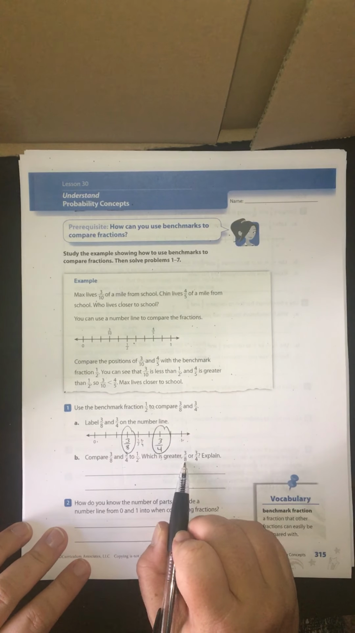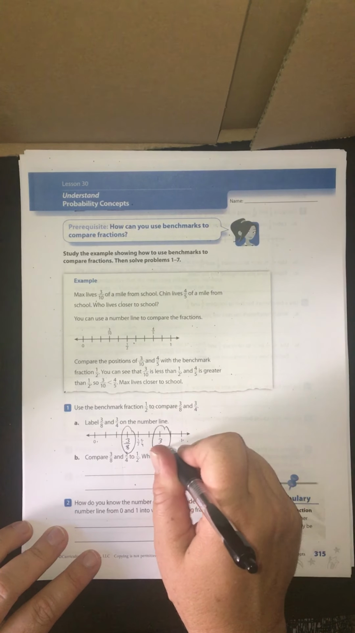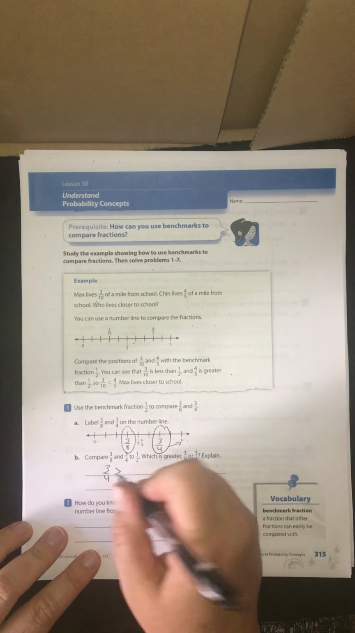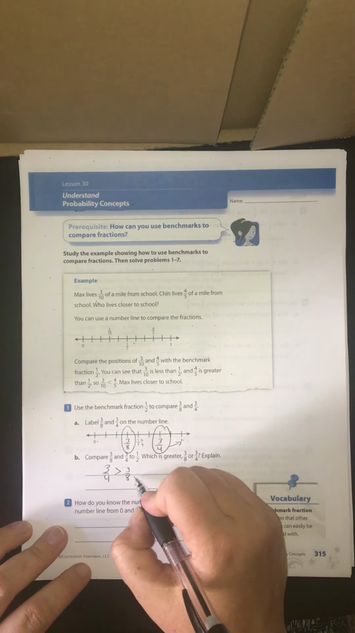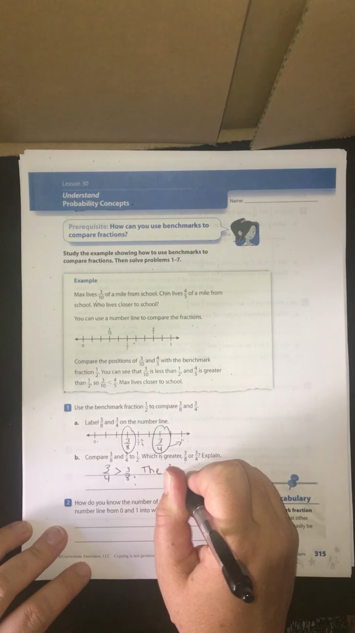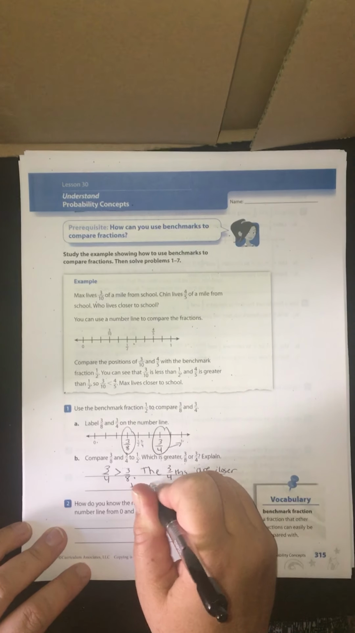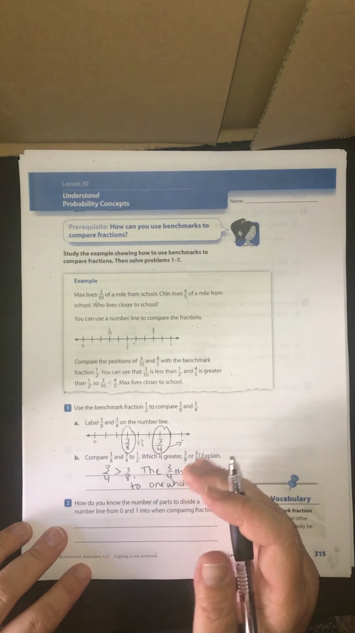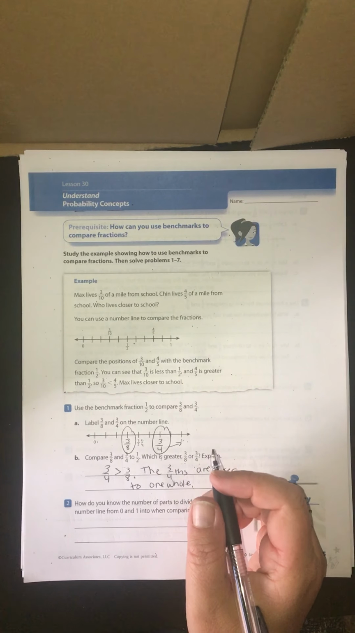Compare which is greater, 3/8 or 3/4. Well, 3/4 is all the way over here. It's closest to 1. So 3/4 is greater than 3/8. The 3/4 is closer to 1 whole. Okay? And it's also further on the right from the 1/2. You can see that it's over 1/2.